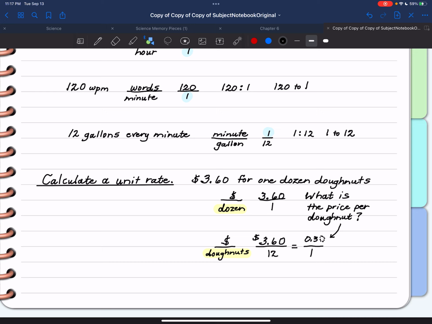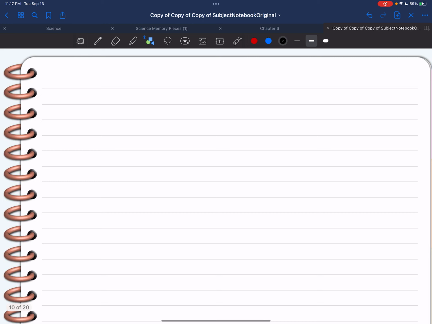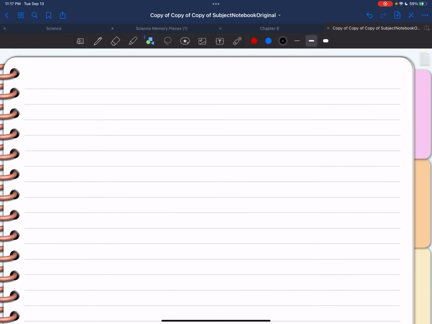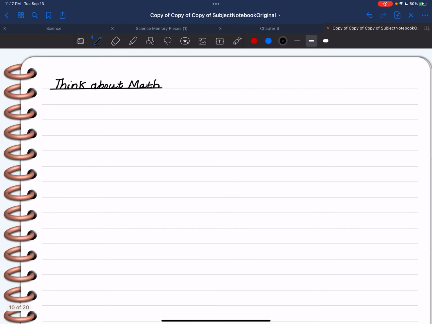Okay, let's go ahead and look at the Think About Math questions, and then we will look at how to do a proportion. So I'm on page 49, and this is the Think About Math. If you have the textbook, let's go ahead and take a look at those. If you need the textbook, you can get that from your instructor.